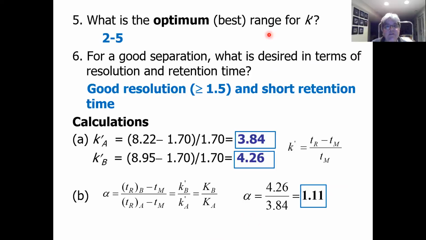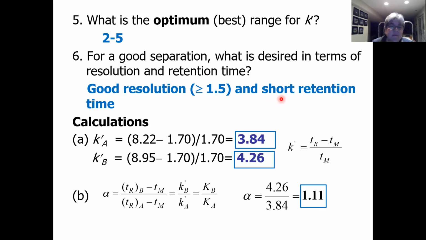Then two short answers. What was the optimal, the best range for k? That's 2 to 5. A few of you had 2 to 10. 2 to 10 is considered good, but 2 to 5 is best, optimal. What do you want in terms of resolution and retention time? For these two factors, what do we want for a good separation? Remember, I repeated that over and over. We want a good resolution, which means at least 1.5, and a short retention time.